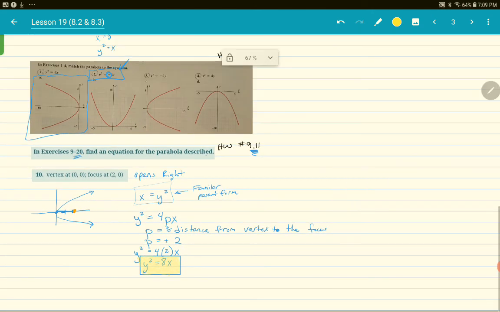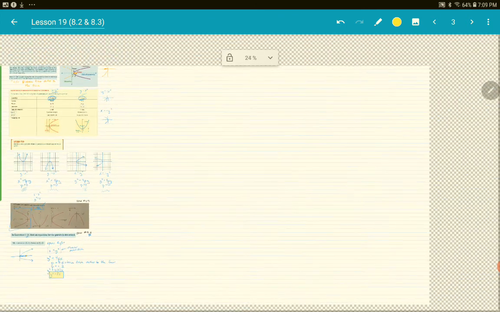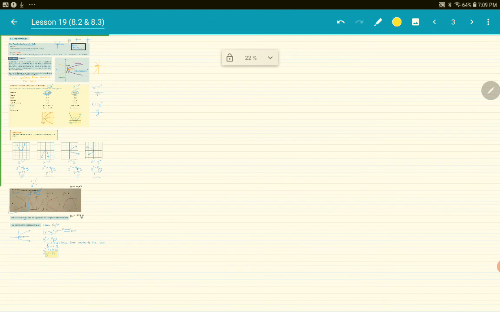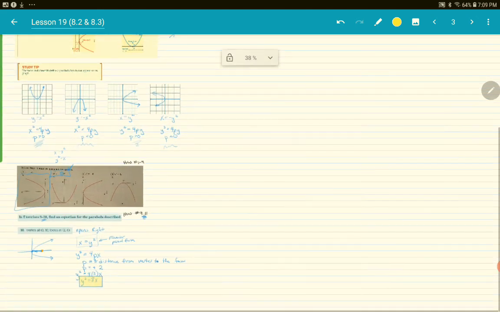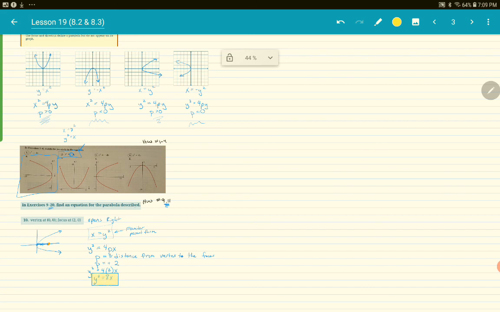All right, so that wraps up that first section of 8.2.1, where we have the vertex centered at the origin. In the next video, we'll look at the vertex after it's been shifted away from the origin. So we'll come back to this section, both these sections actually, and look at some parabolas that are not centered at the origin.